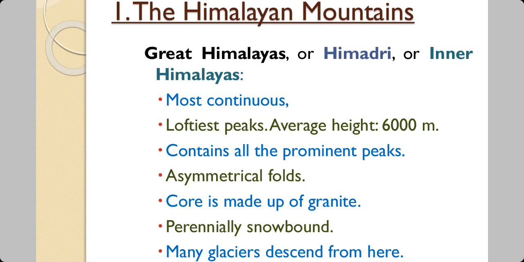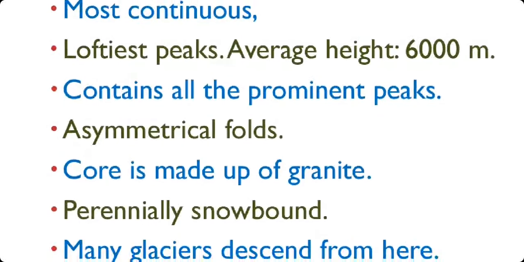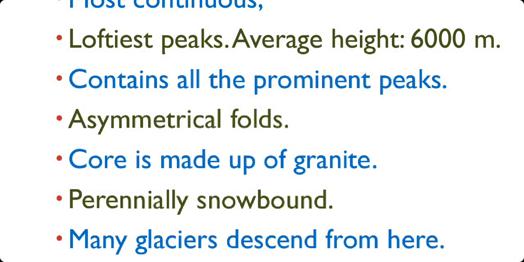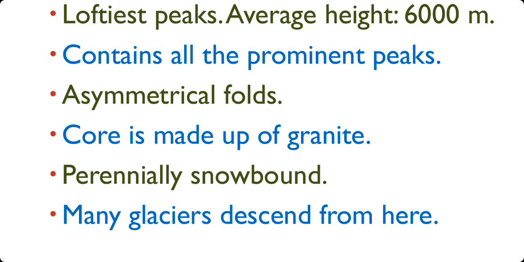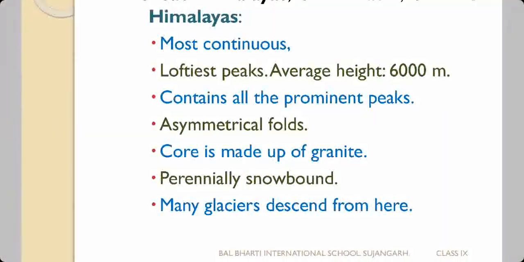When we say the core is made up of granite, we are reminded that granites are igneous rocks, which also shows some kind of volcanic activity, because it was the Indian plate which moved and collided with the Eurasian plate, which gave rise to the Himalayas. Now, the Deccan area has a volcanic origin. The Himalayan mountains are perennially snowbound, that is, covered with snow all 12 months of the year, and many glaciers descend from here and give rise to several of our rivers.